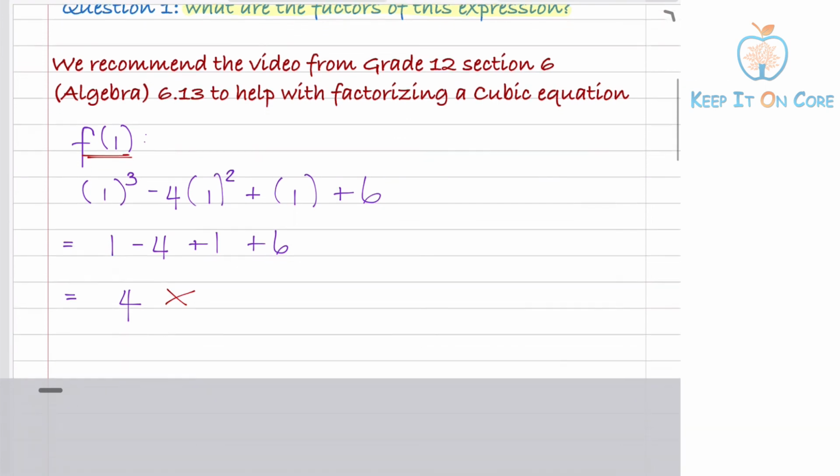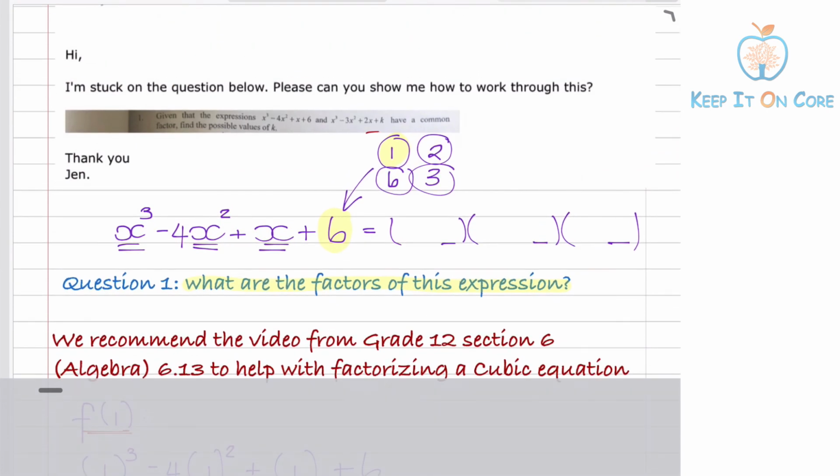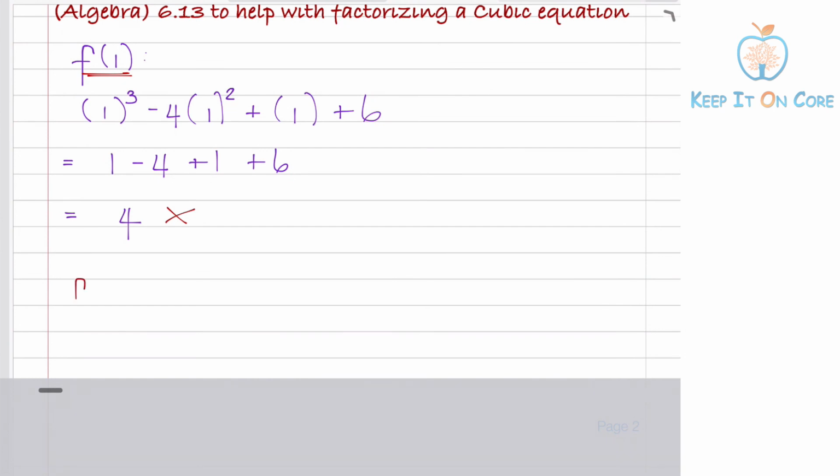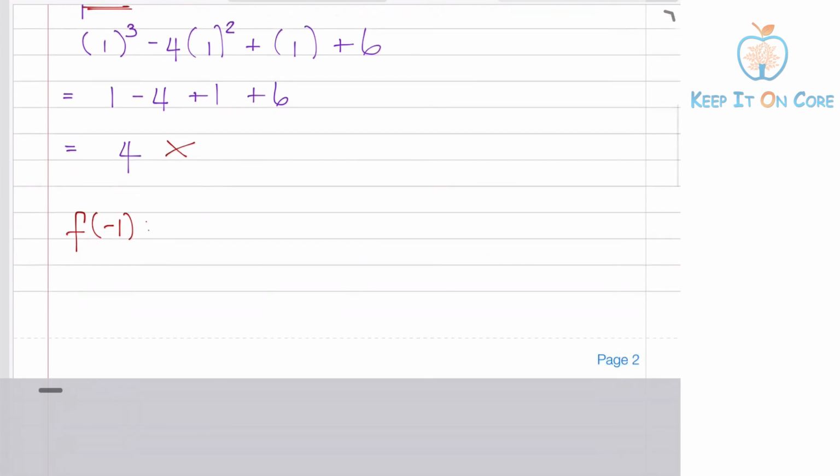What you do need to remember is that when we're considering these possible factors, you need to take into account that it's either a positive or possibly a negative of one of those values. So if f of positive 1 didn't work, we need to try f of negative 1. We're going to substitute negative 1 into the x's. Grab your calculator and see if you can work out quickly what this gives you. Replacing all the x's with negative 1s, you should see that we're getting an answer of 0.